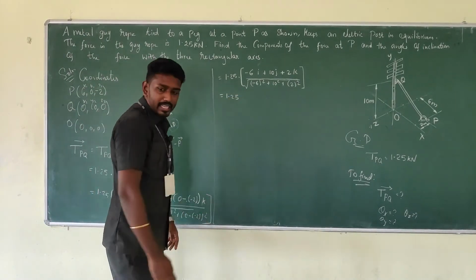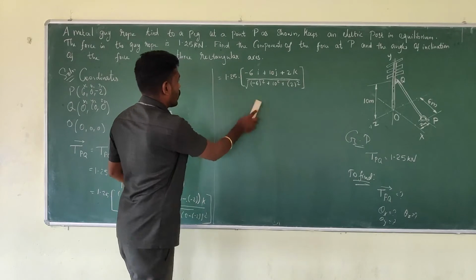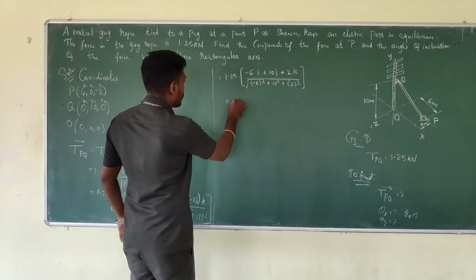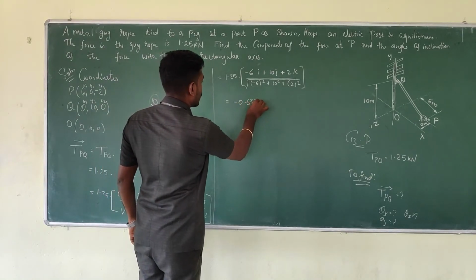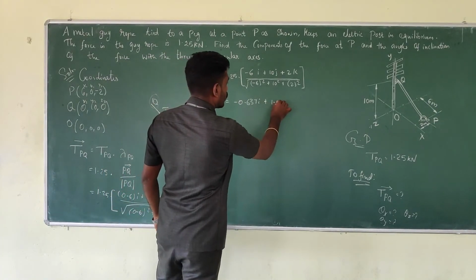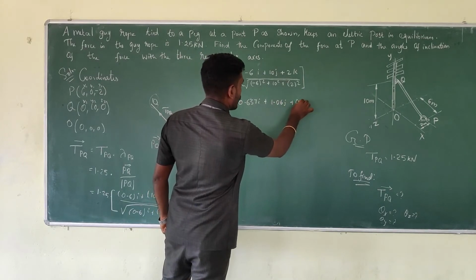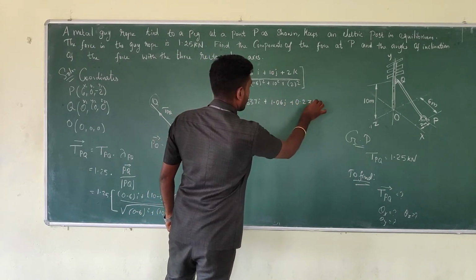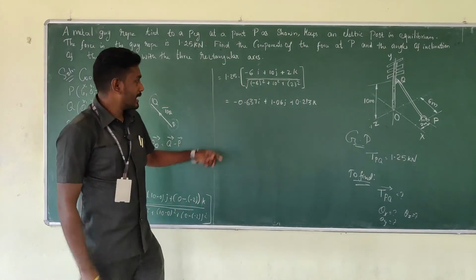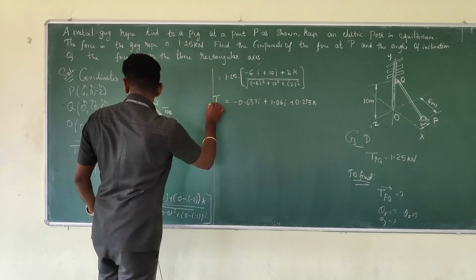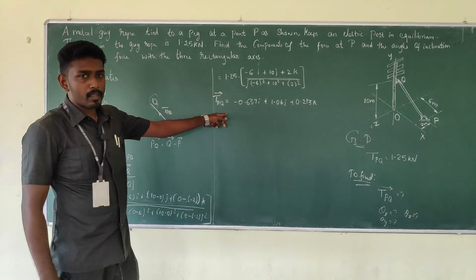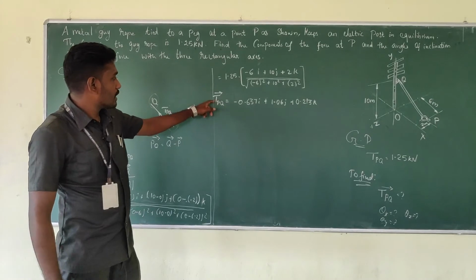So at that time you can get a value of the force vector in terms of ijk, which will be minus 0.637i plus 1.06j plus 0.213k, okay. We will get it in terms of ijk. So this would be your TPQ vector, okay. So now we have found the answer for TPQ.